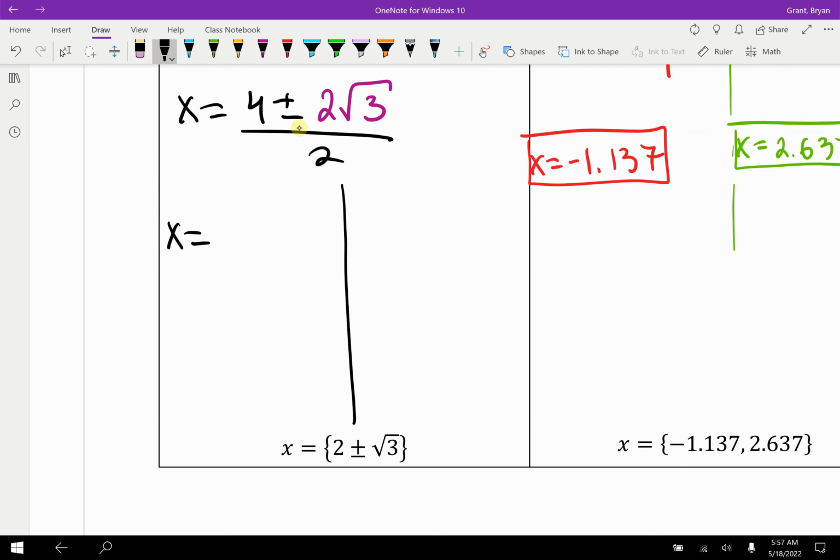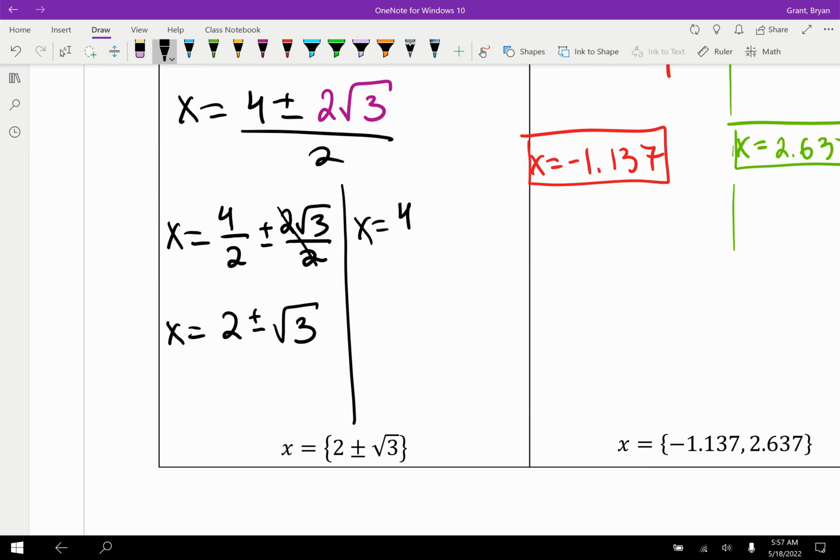So if I wanted to distribute the dividing by 2, I would get 4 divided by 2 plus minus 2 root 3 divided by 2. And then we can just do the division. 4 divided by 2 is 2. 2 over 2, right, cancels and just leaves me with the square root of 3. And that's our answer.